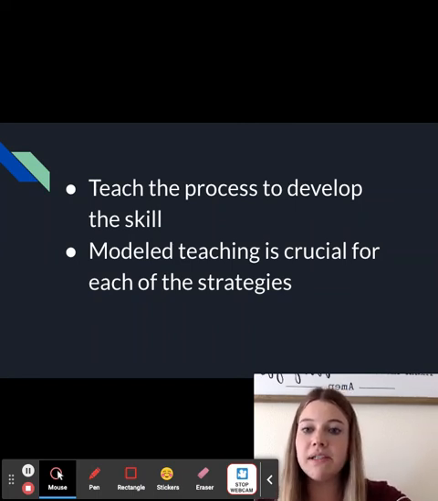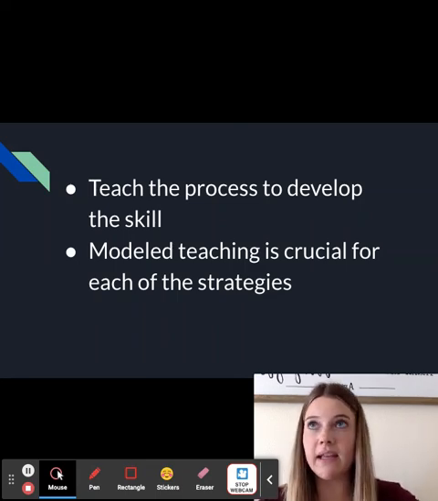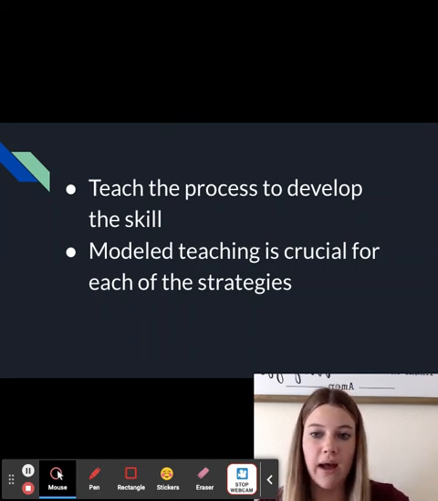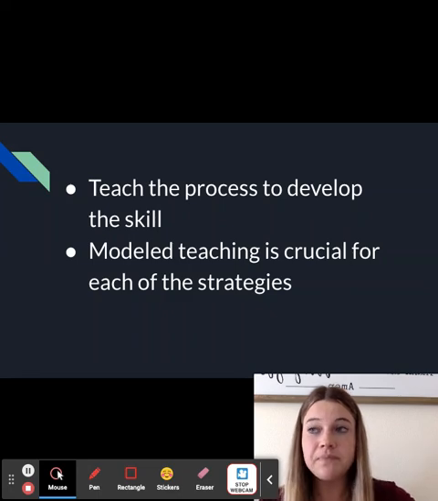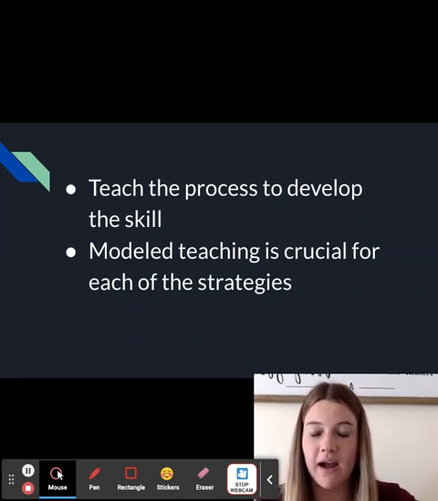Number 2, modeled teaching is crucial for each of these strategies. Again, I can't give a student a text and expect them to read it cold. I have to teach them how to comprehend. I can't just say, okay, I want you to do guided notes and not give them any instruction besides that. If I expect my students to do guided notes, I have to be up there and give them a specific example of what's expected of them before they can actually do it.